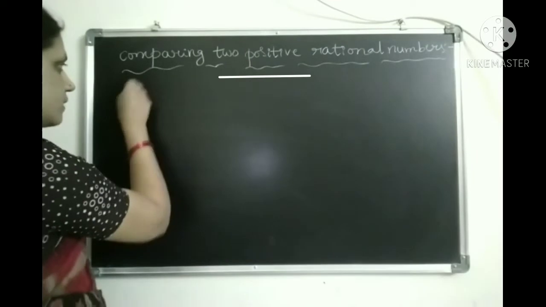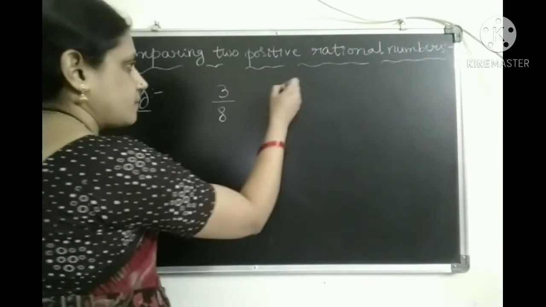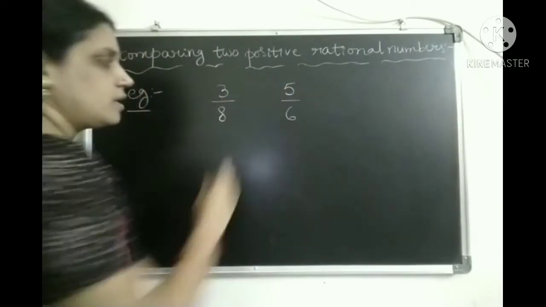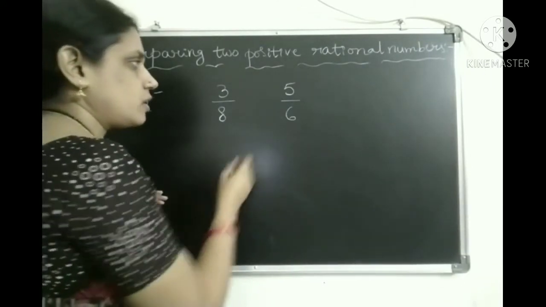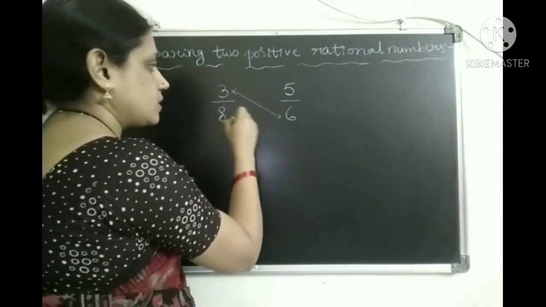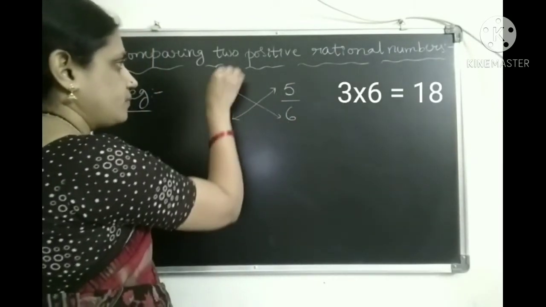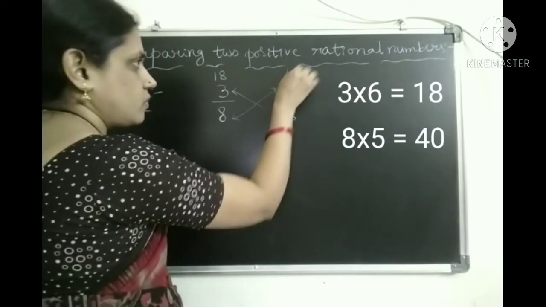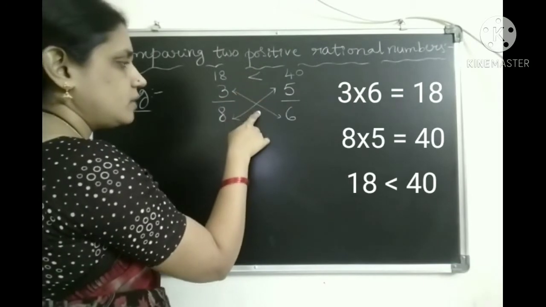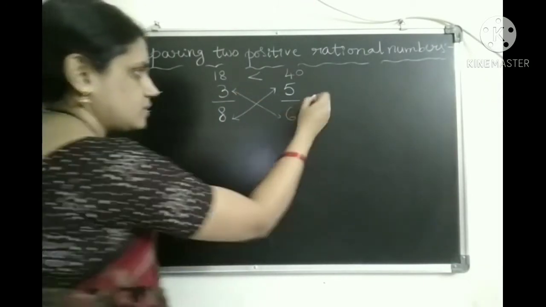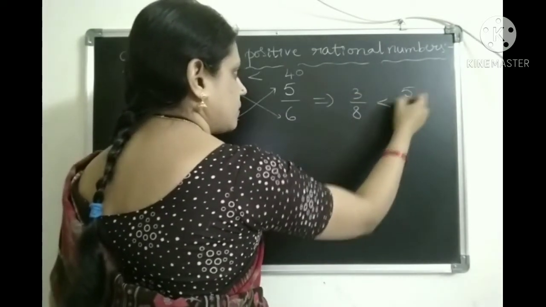Let us take one example. Suppose here 3 by 8 and 5 by 6. These two positive rational numbers we have to compare. So how to compare? What is the short method? We can do cross multiplication in this way. 3 sixes are 18, 8 fives are 40. So 18 is less than 40. Whatever sign you get in between the two products, we get the same sign between the two rational numbers. So we write 3 by 8 is less than 5 by 6.